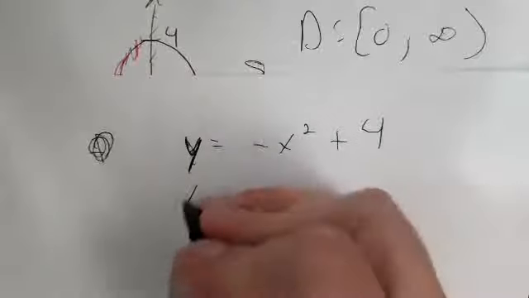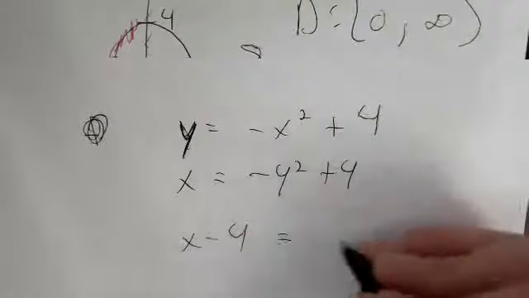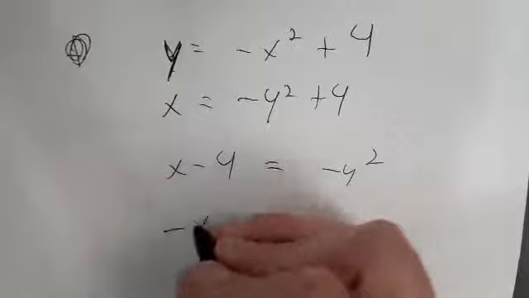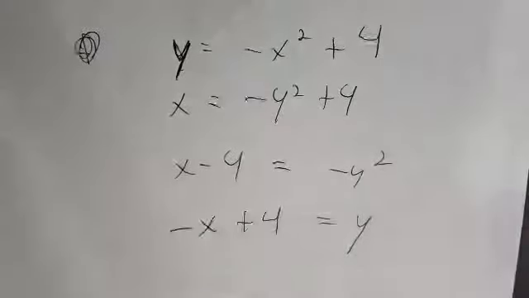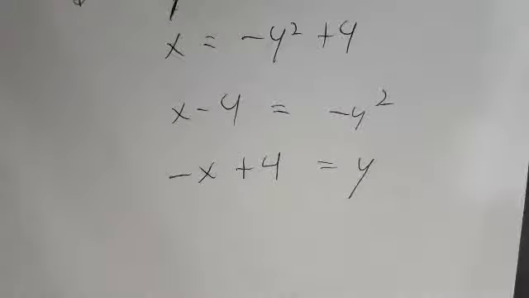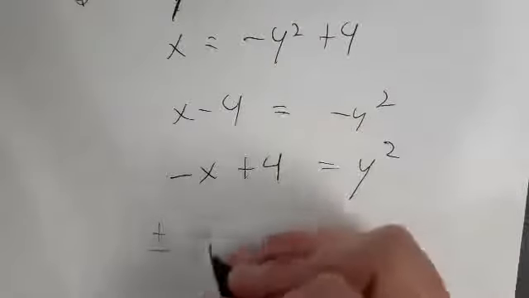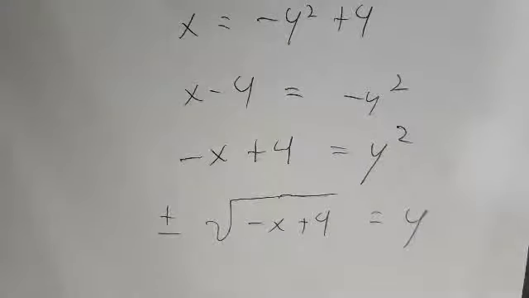y equals minus x squared plus 4. If I want to solve for the inverse, I have to swap and solve. x equals minus y squared plus 4. So x minus 4 equals minus y squared. And I have to multiply everything by a minus, so minus x plus 4 equals y squared. Ooh, dropping my square. Here I should take plus or minus the square root. If I'm doing the square root property, I should take plus or minus. But I think I might end up dropping one of those if I go back and look at my graph.